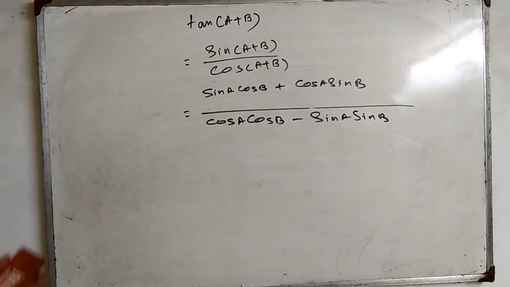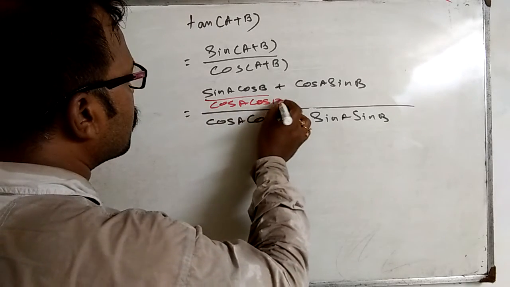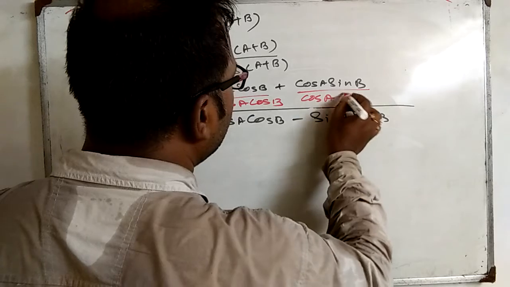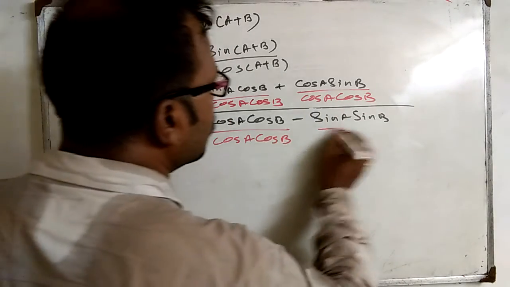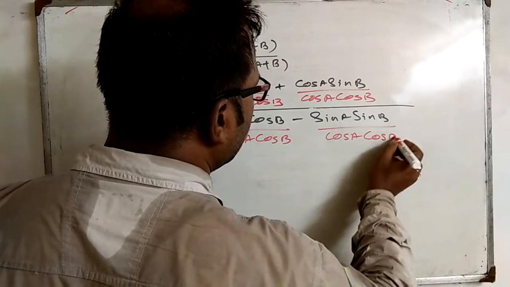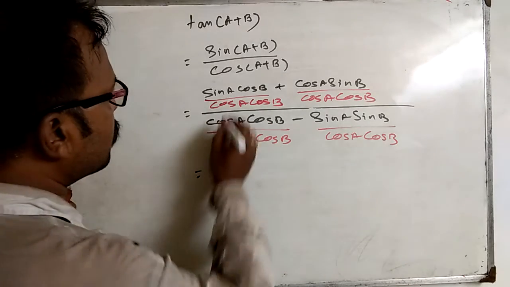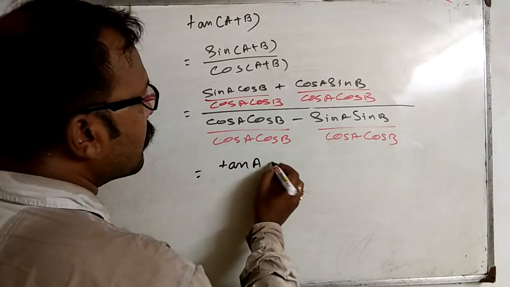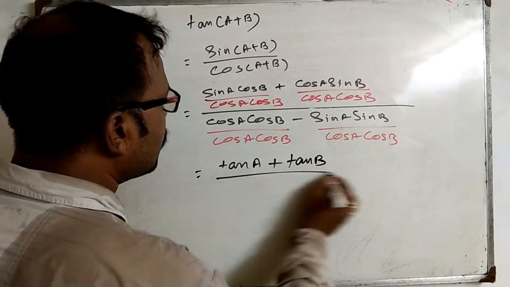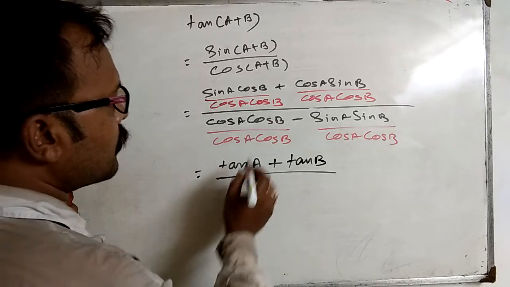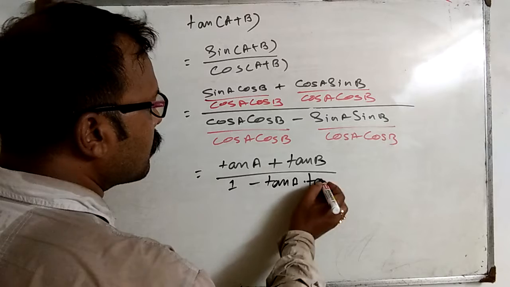We just divide numerator and denominator by cos A cos B. Now see, cos B vanishes out, sin A by cos A, that is tan A. Cos A vanishes out, sin B by cos B, tan B. Similarly, cos A by cos A 1, cos B by cos B 1, minus sin A by cos A, that is tan A into tan B.